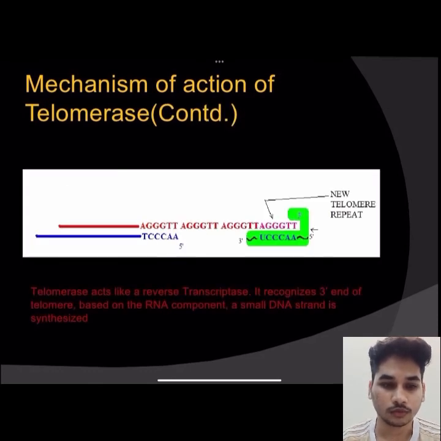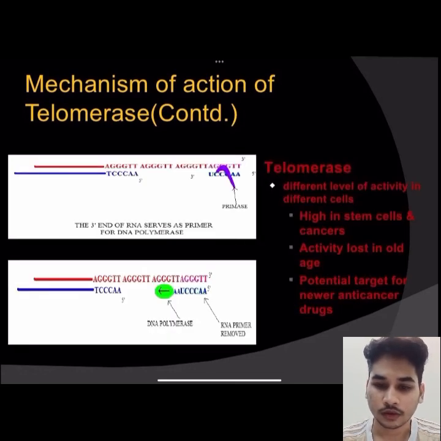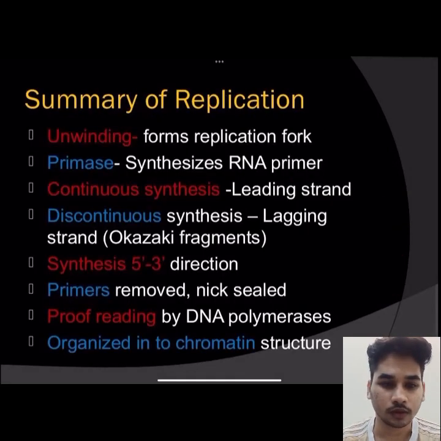Telomerase acts like a reverse transcriptase. It recognizes the 3' end of the telomere. Based on the RNA component, a small DNA strand is synthesized. There are different levels of activity in different cells: high in stem cells and cancers, activity lost in old age, and a potential target for newer anti-cancer drugs.